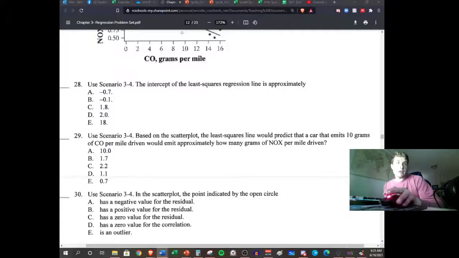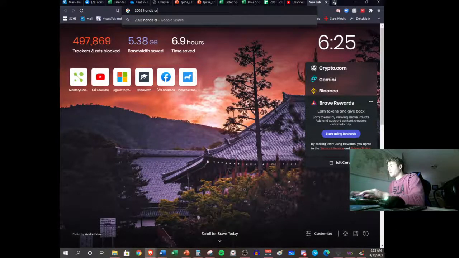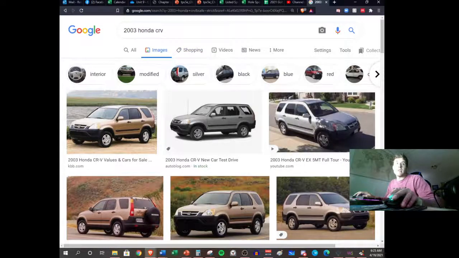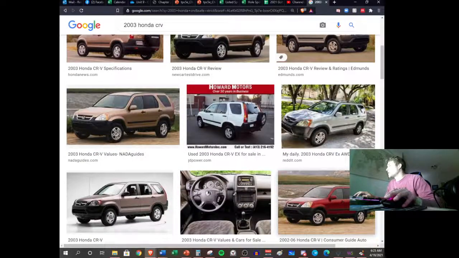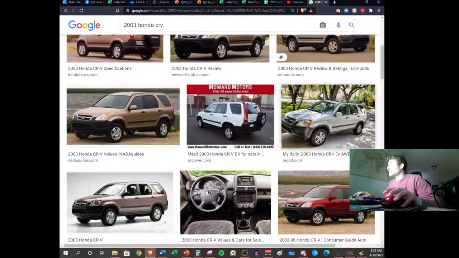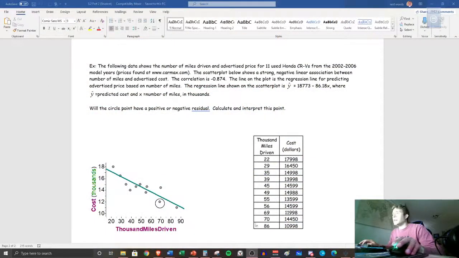So I actually drive a CR-V. I don't know if anybody knew that. I drive a 2003 Honda CR-V. That's the one that I have, except it's maroon. It's this one here. That's the one I drive. It's definitely probably not worth too much. I bought it for like $7,000. We're talking about this. Here's the chart. It actually had 88,000 miles when I bought it, and it was like $7,000.